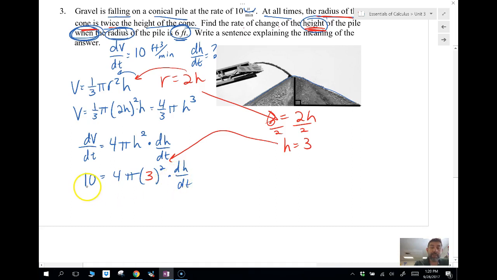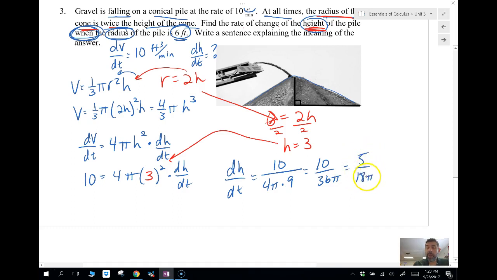So now we're going to divide everything over, and we're going to get dh/dt is equal to 10 over 4 pi times 9, which is 10 over 36 pi, which reduces to 5 over 18 pi. This is dh/dt, so I'm guessing that's feet per minute. All right. There you go, guys. Those are related rates. Follow the steps, and you'll always get them. See you next time. Bye.